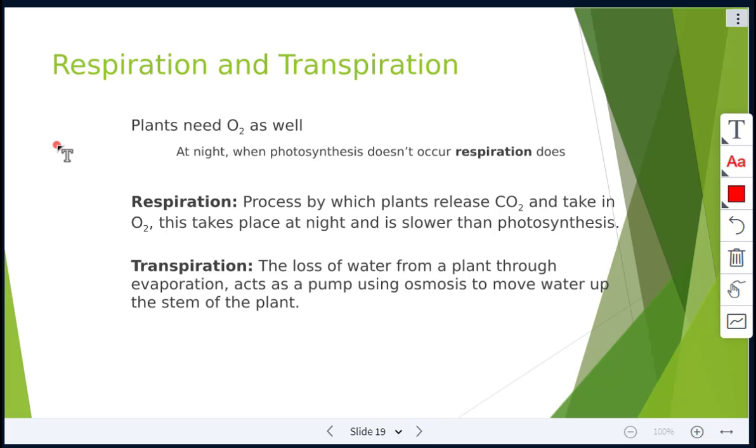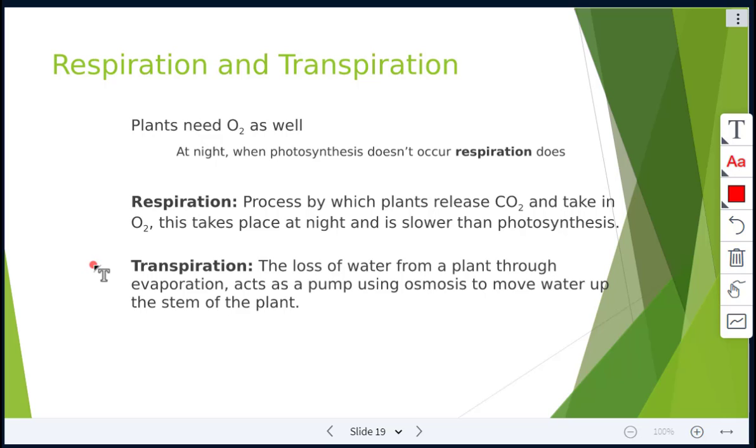So respiration and transpiration. Plants do need oxygen as well. At night, for example, when photosynthesis isn't occurring, respiration is occurring. The respiration process is the opposite of photosynthesis. This is the process by which plants release carbon dioxide and take in oxygen. It takes place at night, and it is slower than photosynthesis.